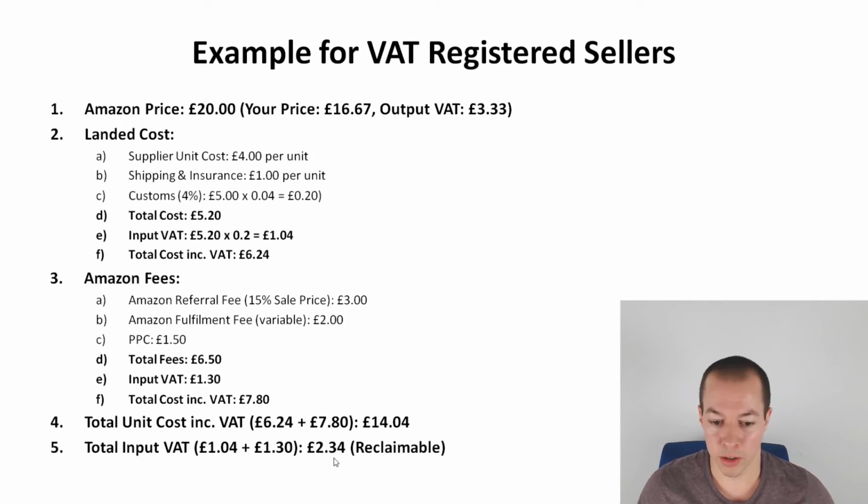So we've got £2.34 of reclaimable input VAT, and that comes from the landed cost VAT and from the Amazon fees VAT added together. That gives you the £2.34. So that can be offset against your overall costs.